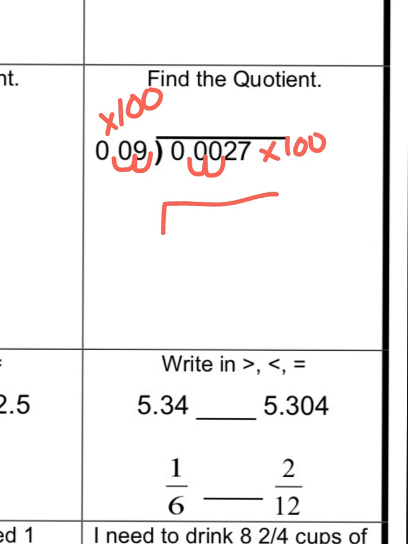So now you have 0.27 on the inside divided by 9. And 9 can go into 27 exactly 3 times. But you do have 2 numbers behind the decimal. So you have to actually put a 0 in the front, and put a decimal right there, where it becomes 3 hundredths.